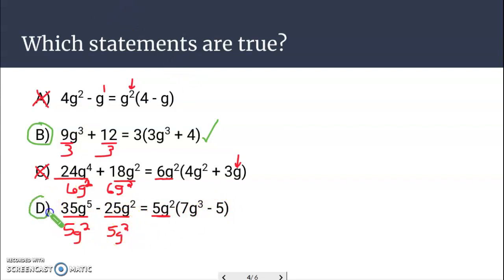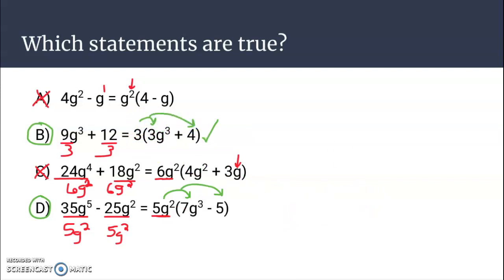D also is a true statement. It was what we call factored correctly. And I'm going to remind you, we could have taken this 5g squared, multiplied it to each item to see if it matches over here on the left side, and it does. Same thing with B. It's a way to check.